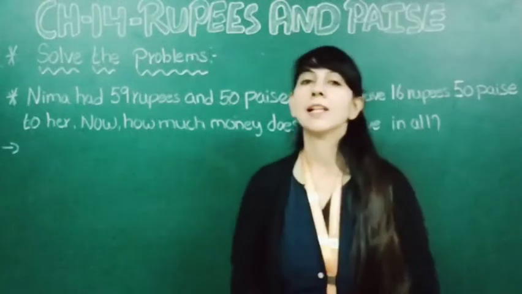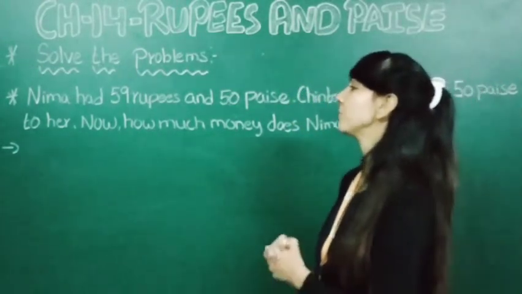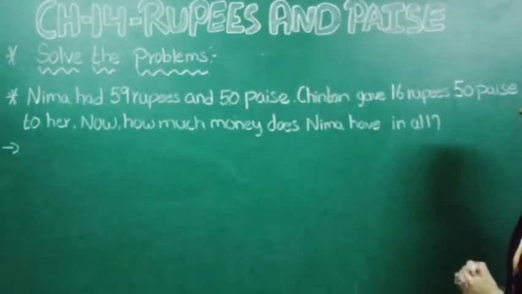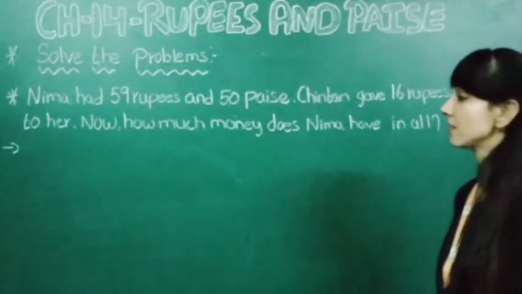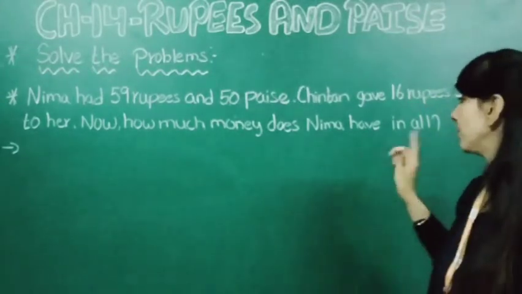Okay. Now let's see solve the problems. Let's read it first. Neema had 59 rupees and 50 paise. Chintan gave 16 rupees 50 paise to her. Now how much money does Neema have in all?